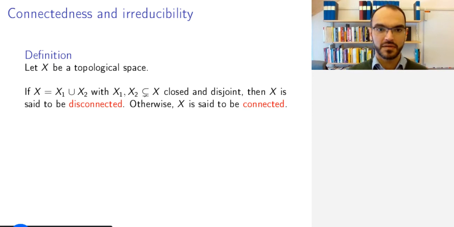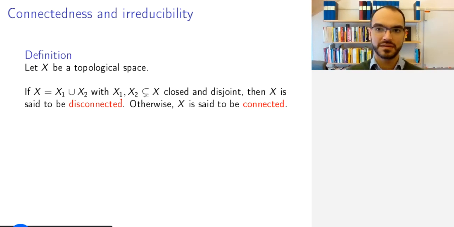Then if you can write X as the union of two proper subsets, each of which is closed and they are disjoint from each other, then X is said to be disconnected. And if it's not, then it is connected. And if you think about what it means, say, for intervals of the real line, this would be what you mean, because if the interval is connected, you cannot split it into two closed disjoint subsets. If it's disconnected, you can, because each connected component will be closed.